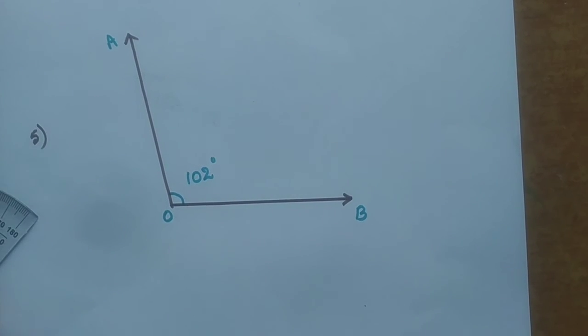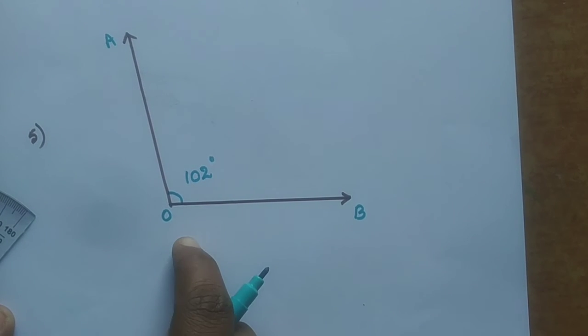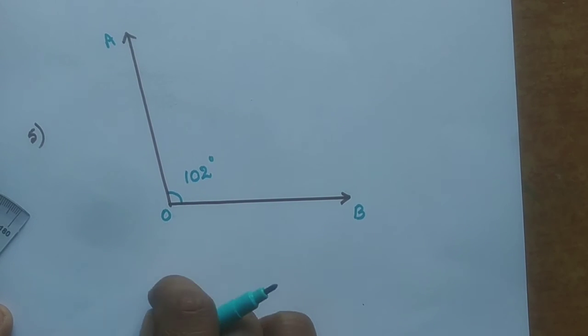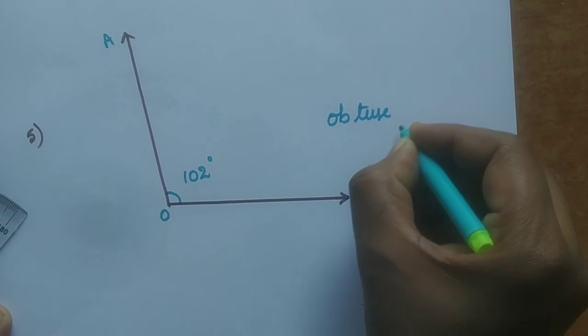So 102 degree belongs to which angle, children? It is more than 90 degree, less than 180 degree. So the angle is obtuse angle.